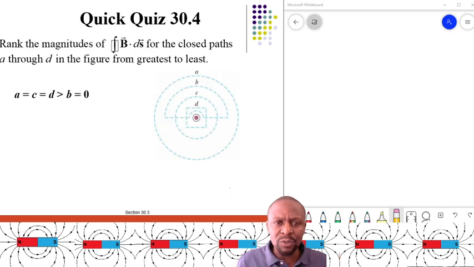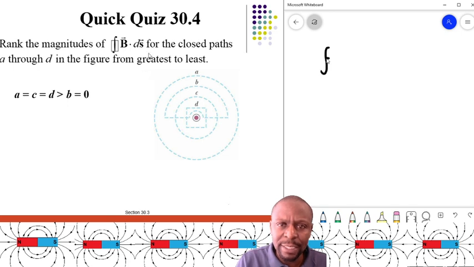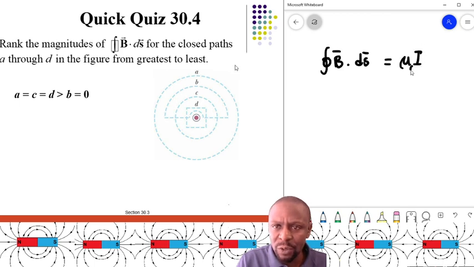Now let us also do a quick quiz again. We still have to rank, and remember that rectangle there was supposed to be a circle, the integral of B dot ds for the closed loop. Why am I doing this? Because I know that the integral of B dot ds is nothing else but mu naught I, the current through the path. Mu naught is a constant, so I just have to get the current through that path.